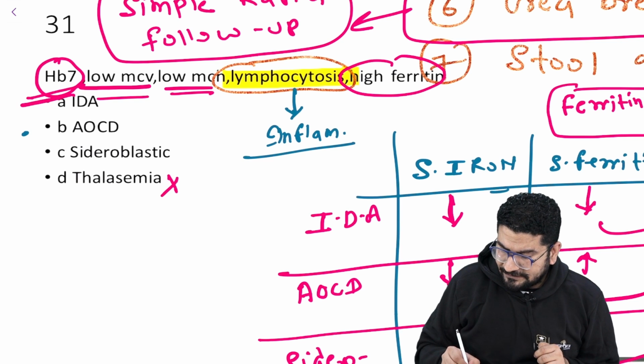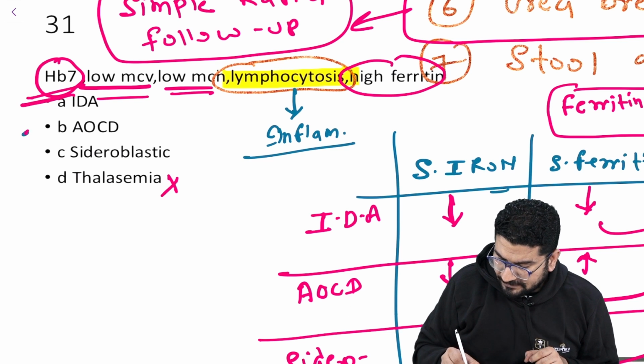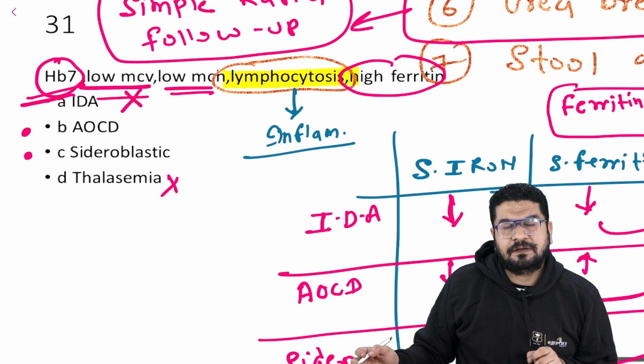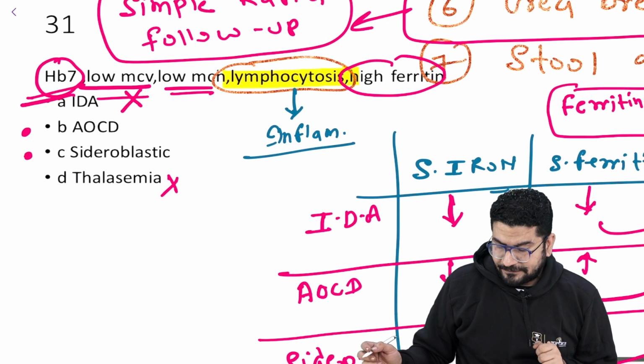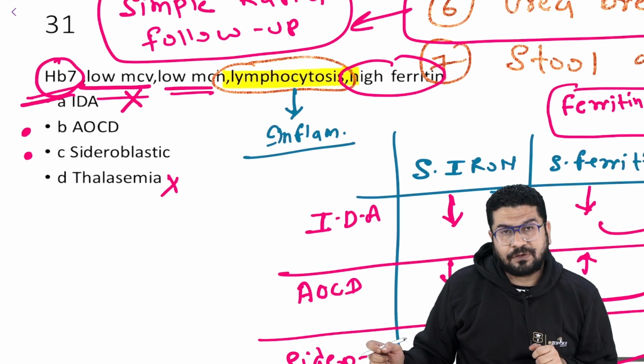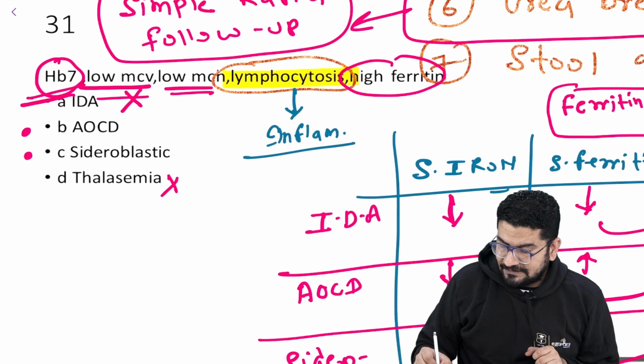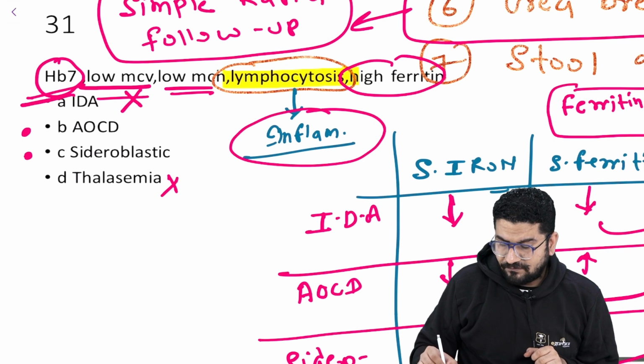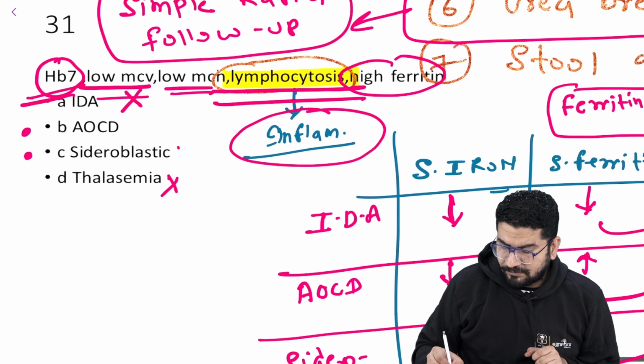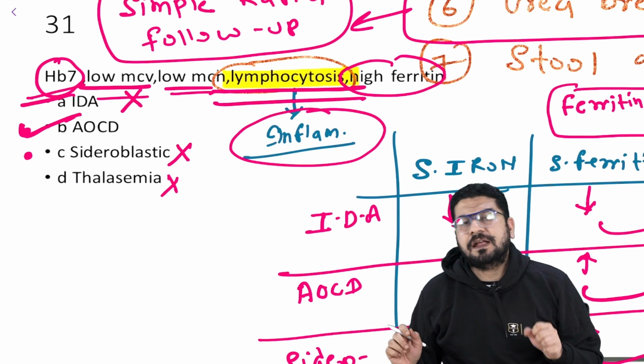High ferritin we will see in only these two conditions, so I am just putting these two conditions. In iron deficiency anemia you will see low ferritin. High ferritin you will see in sideroblastic anemia and anemia of chronic disease. But chronic disease means chronic inflammation, and lymphocytosis is the hint. So because of this nature, the answer for this question will be anemia of chronic disease.